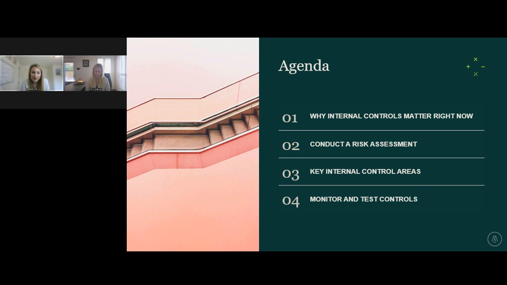We'll also talk about how to conduct a risk assessment, review 5 key internal control areas, and talk about ways to monitor and test your controls. Let's get started.